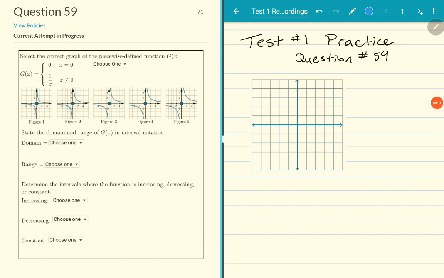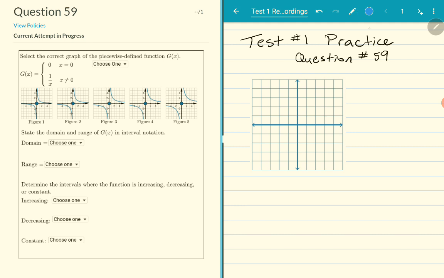I'm on the Test 1 practice problem set, looking at question 59, where we need to select the correct graph of this piecewise function. So we need to pick one of these 5 figures to match up with this graph. Let me think about what that graph looks like.